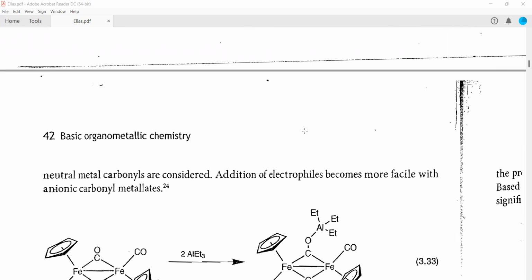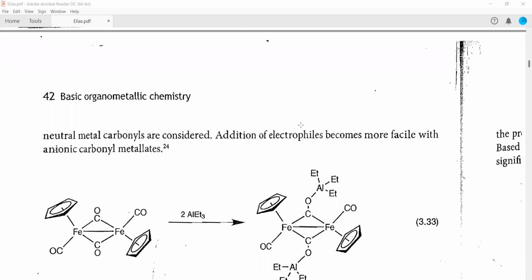So, the addition of electrophiles becomes more facile with anionic carbonyl metallates because in a negatively charged complex, the donation of electron from metal to carbon is quite high, which makes the carbonyl oxygen even more delta negative, and that is why it can easily bind to the Lewis acid, for example AlEt3. And also if the carbonyl is a bridging carbonyl, then the back donation is quite high, which makes the oxygen even more delta negative.